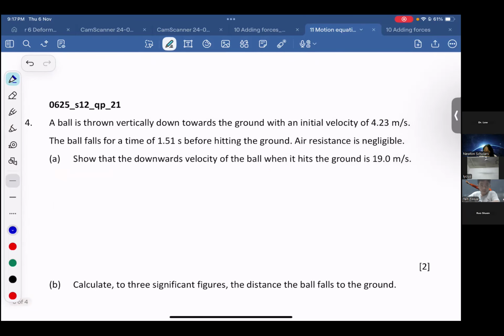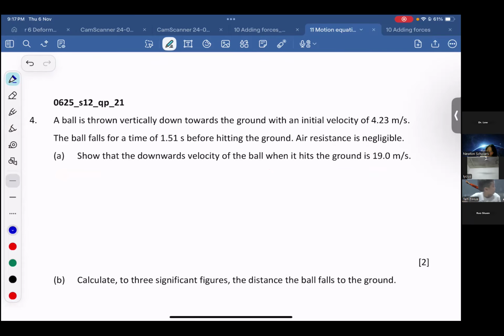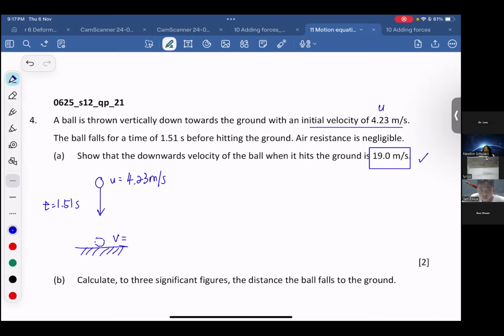Okay, here. A ball is thrown vertically down. They throw it, not from rest, so they give an initial velocity, u. They throw it downward with an initial velocity of 4.23 meters per second. The ball takes 1.51 seconds before hitting the ground. Ignore the air resistance. Can you show that the downward velocity when it hits, that means V, is 19 meters per second?